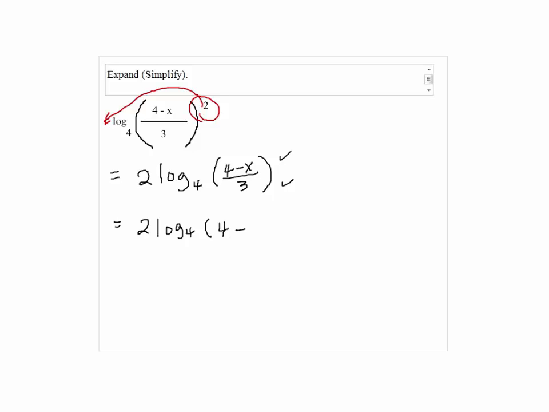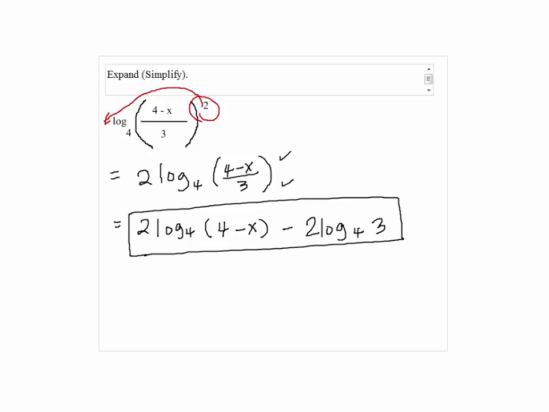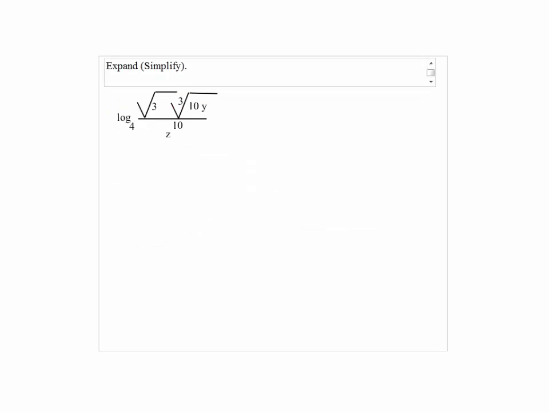Expand and simplify. Log base 4 of (4 minus x over 3) squared. First, since we have a square term, we're going to take 2 down in front of the log. So we have 2 log base 4 of (4 minus x over 3). Then we can use the quotient rule to separate the top and the bottom. So we have 2 log base 4 of 4 minus x, minus 2 log base 4 of 3. And that's the answer.